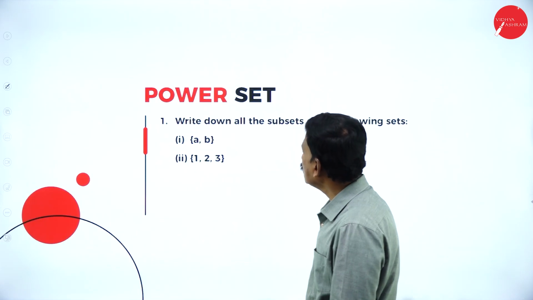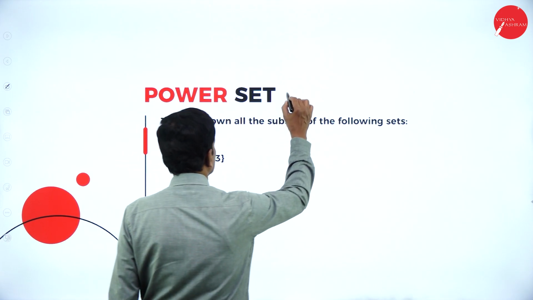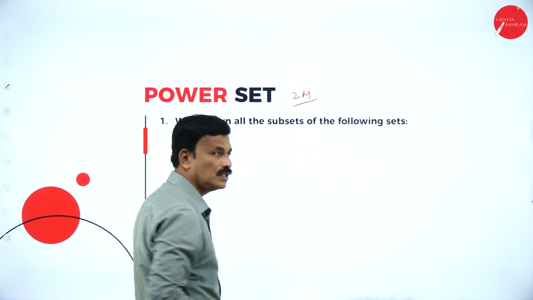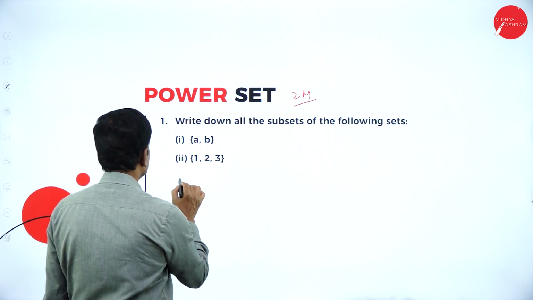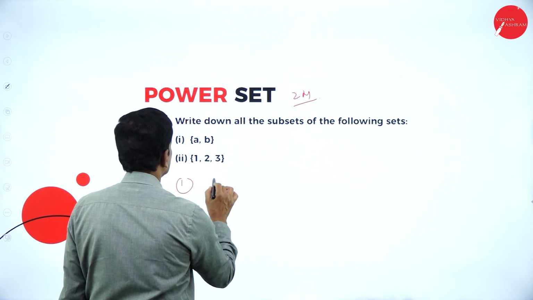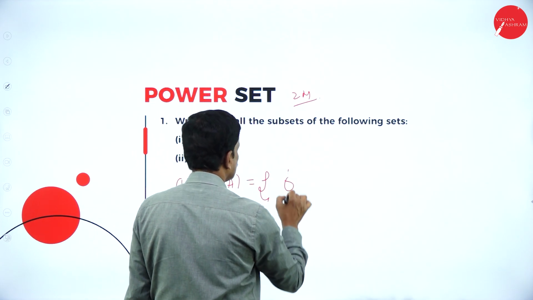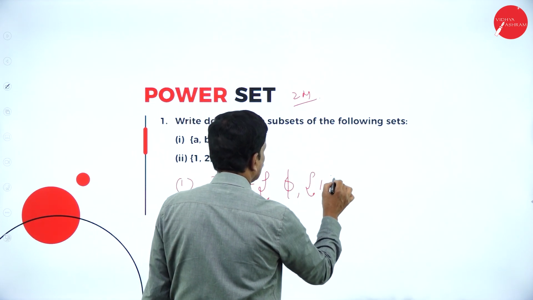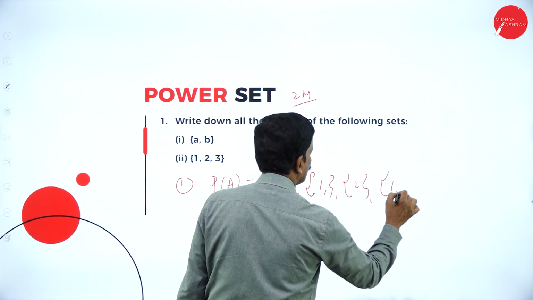Okay. Now, write down all the subsets of the following sets. This is a 2-marker question. You may expect this type of question for 2 marks. Write down all the subsets of the following set. First one, {a, b}. The subsets, that is the power set, are: first the null set, then element a, then element b, and {a, b}.